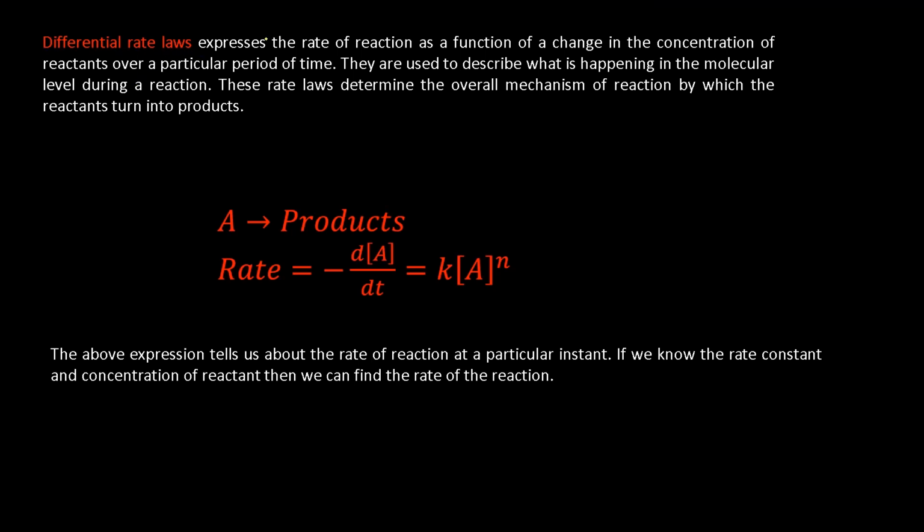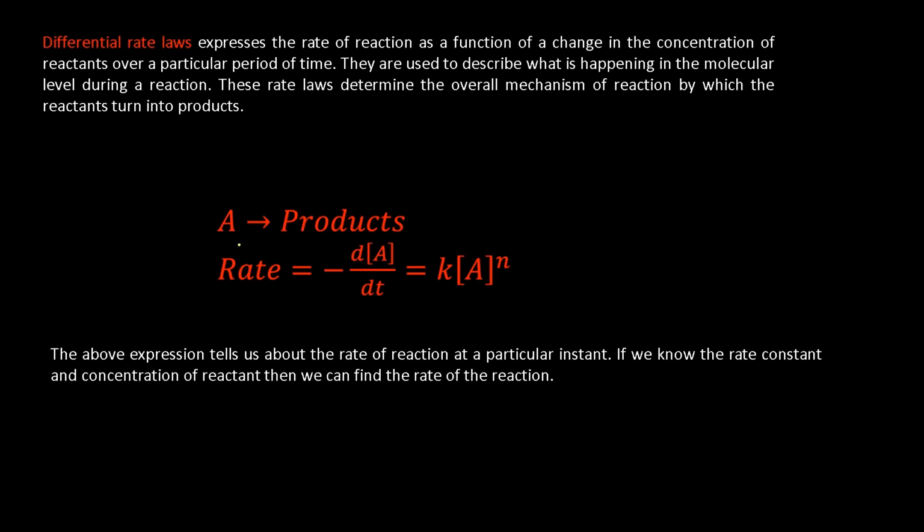Differential rate laws express the rate of reaction as a function of a change in the concentration of reactants over a particular period of time. They are used to describe what is happening at the molecular level during a reaction. These rate laws determine the overall mechanism of reaction by which the reactants turn into products.